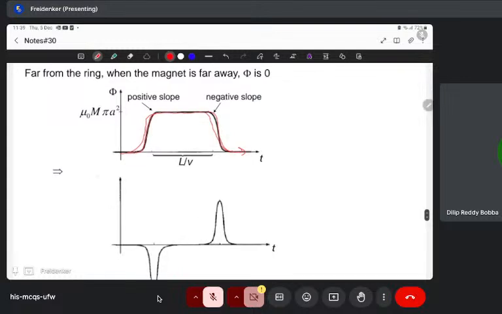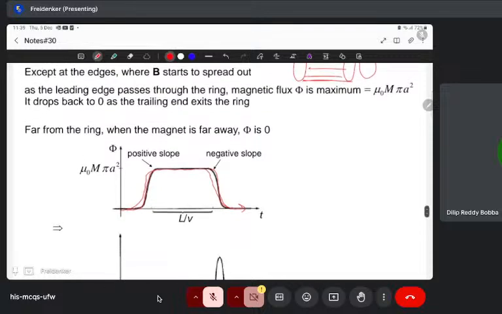How much is the EMF? EMF is minus d phi by dt. Let us try to understand what d phi by dt is in this case. If I plot d phi by dt, it is basically the derivative, right? So here I had a positive slope until somewhere here. I still have a positive slope. So positive, positive, positive, positive. Then negative, negative, negative, negative.